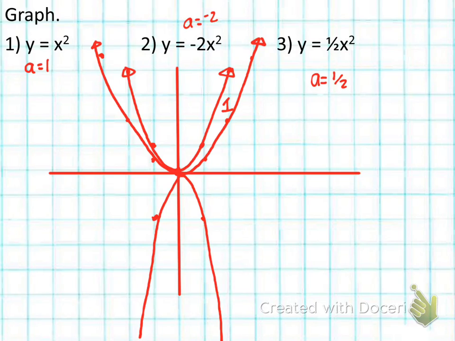Okay? Now what do you notice about this one? It's wider, right? Isn't 1/2 closer than 1 to 0? Would you agree? Yes. So A tells you two things. A tells you if it opens up or down.